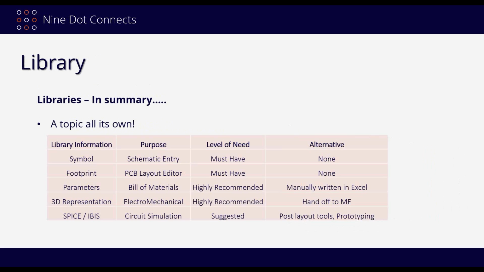Let me talk about libraries for a very brief moment. As I mentioned earlier, we'll talk about this more in June. I think there's a lot of things that we can show, and right now we're just going to summarize it. As it says, it's a topic all its own. There are certain things you must have, for example, a symbol and a footprint. But I can't emphasize enough the need for parameters, primarily for the bill of materials. The 3D representation is also for the electrical and mechanical handoffs to each other, and I'll talk a little bit more about this one in a moment.